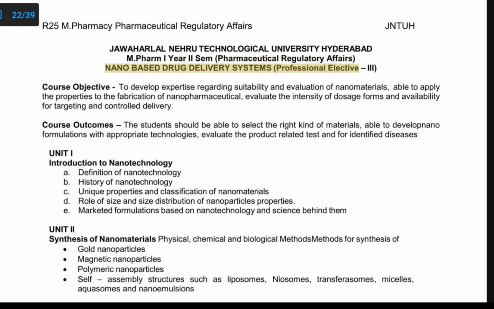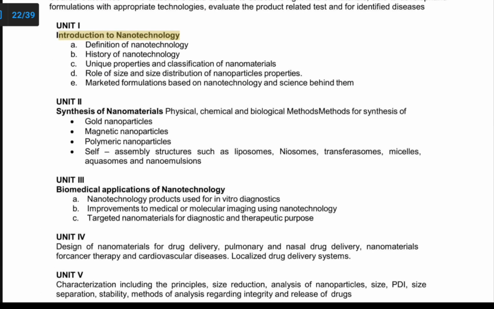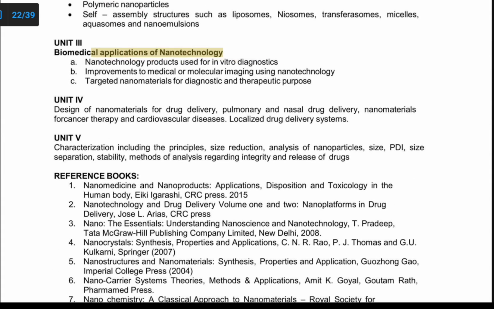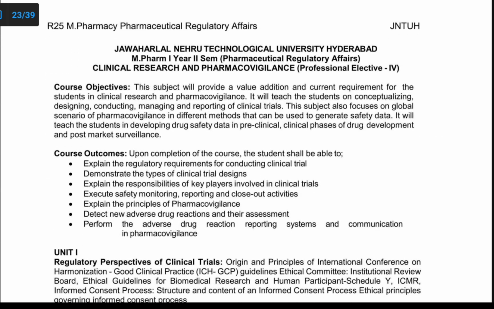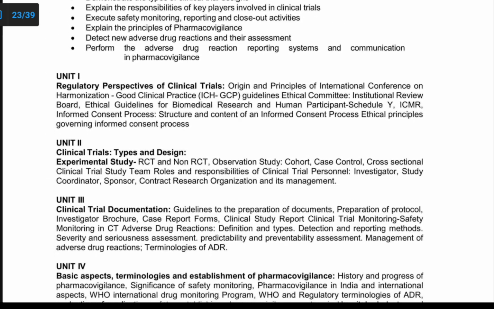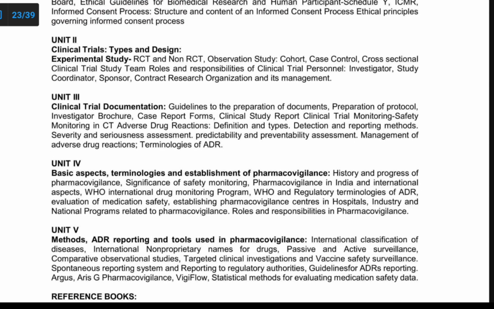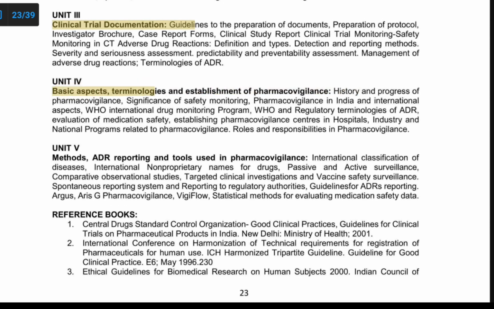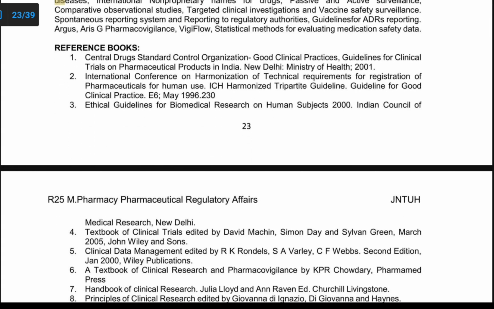Then we have nano-based drug delivery systems: introduction to nanotechnology, its definitions and synthesis of nanomaterials, biomedical applications of nanotechnology, design of nanomaterials for drug delivery, and characterization including the principles and size reduction analysis of nanoparticles. Then we have clinical research and pharmacovigilance. In this, regulatory perspectives of clinical trials, types and design, experimental studies, clinical trial documentation, basic aspects of terminologies and stability of pharmacovigilance methods, ADR reporting tools used in pharmacovigilance.